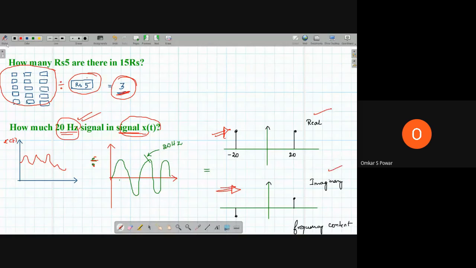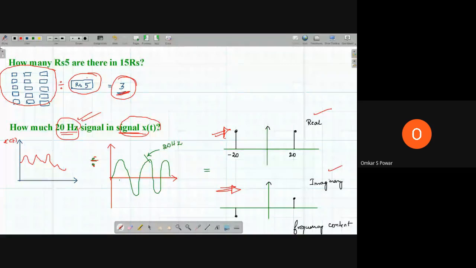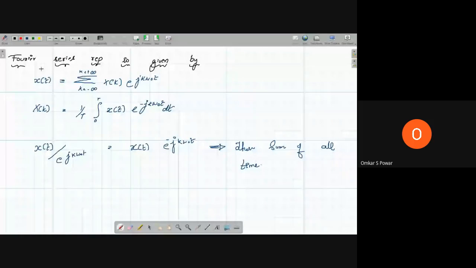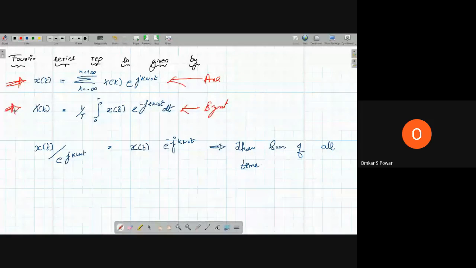So let me make you understand. Okay, so you have read in Fourier series x of t, this is the analysis equation, and another one is the synthesis equation. Okay, but what is the physical meaning? Why are you doing that? So x of t is equal to summation k varies from minus infinity to infinity x of k e power j k omega naught t. So this is known as the analysis equation for Fourier series.